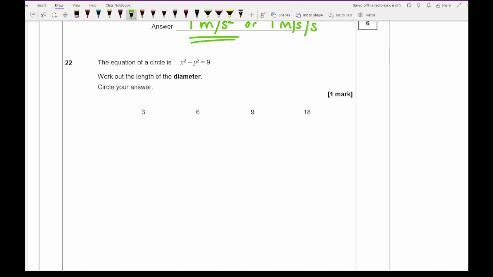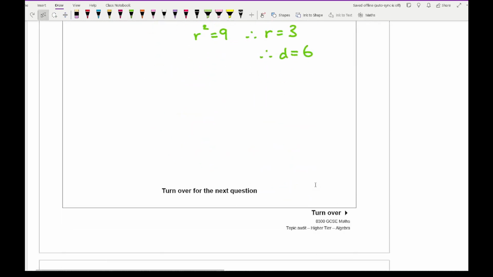Work out the diameter. Well, the equation of a circle is this. So that means that r squared equals 9, which therefore means that r equals 3. Now it's not going to be minus 3 because radius is a length and you can't have negative length. So if the radius is 3, then the diameter is going to be 2 lots of the radius, which is 6. So the answer I need to circle is the second option.